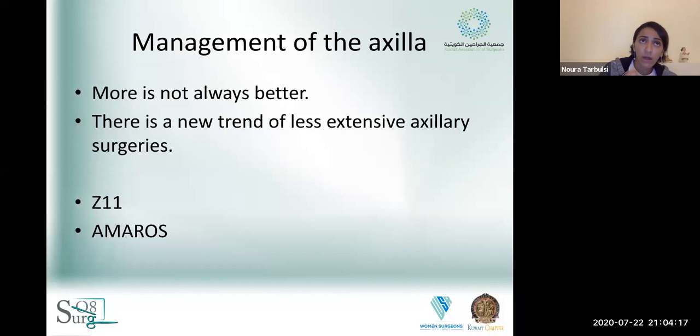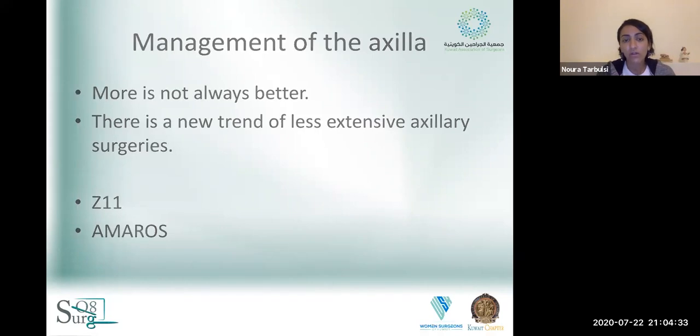So that's why we're going down and down and less and less on axillary lymph node dissection and trying to replace it with other treatments. And this is why we're going to talk about the trials that talk about downstaging surgery in the axilla.